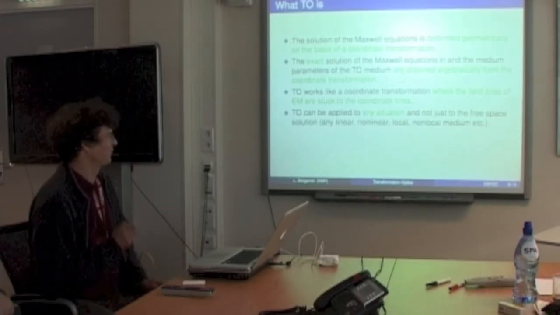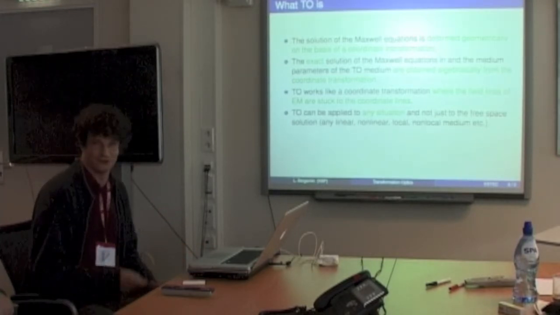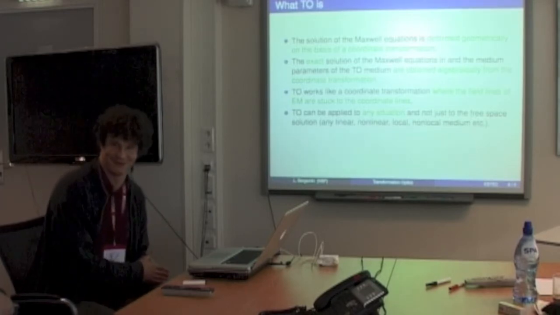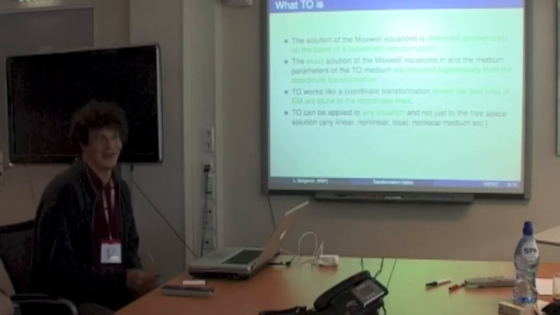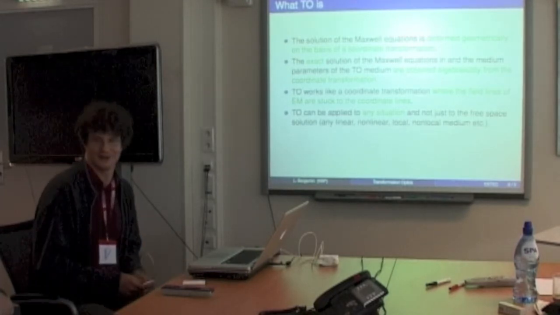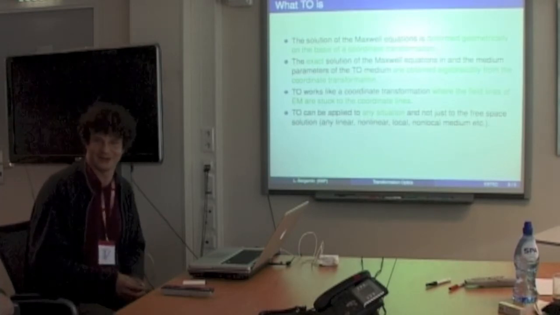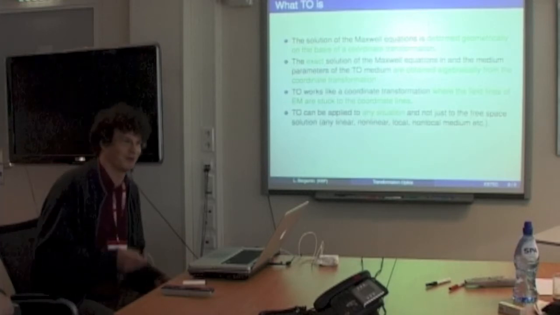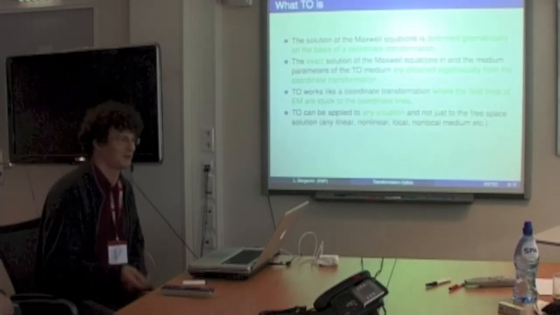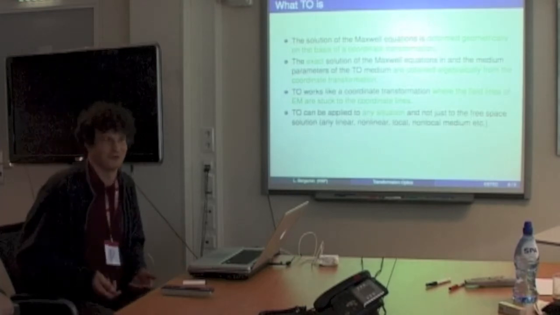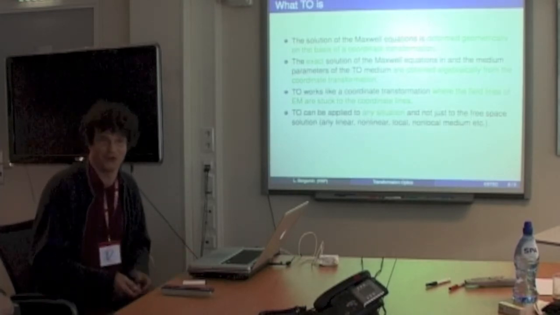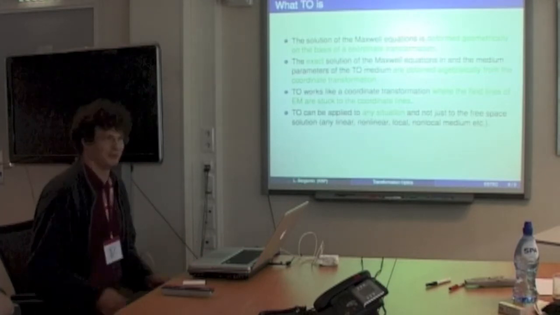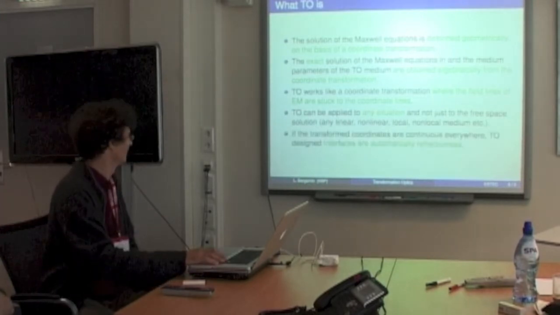Transformation optics can be applied to any situation and not just to the free space solution, and that is a very important difference of transformation optics to analog gravity. In transformation optics, you don't need any metric, you don't need anything that resembles any of the geometric ideas that we know from general relativity. Actually, you can play the game of transformation optics with media that do not even allow the propagation of electromagnetic modes. It's perhaps completely useless, but it's possible. So it can be linear, non-linear, local, non-local medium, absolutely no restriction, works with anything.